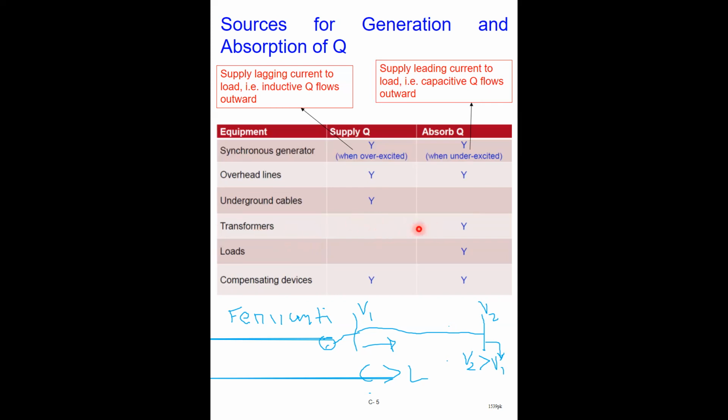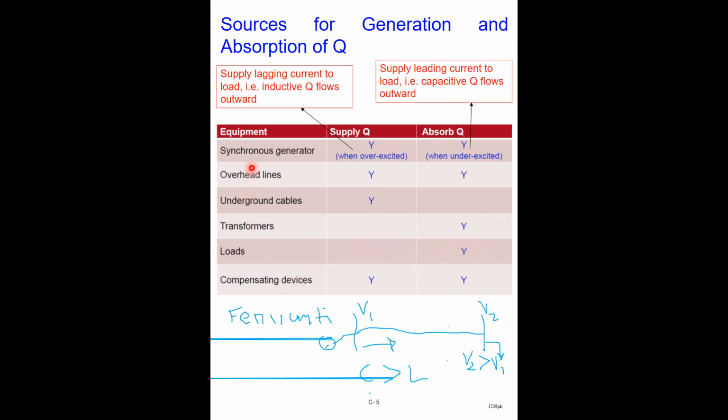Similarly, a transformer will always be inductive, so it will always absorb reactive power. So a transformer cannot generate reactive power. Then again, the load: load cannot be a source for reactive power. It will always absorb; it will always be a sink.